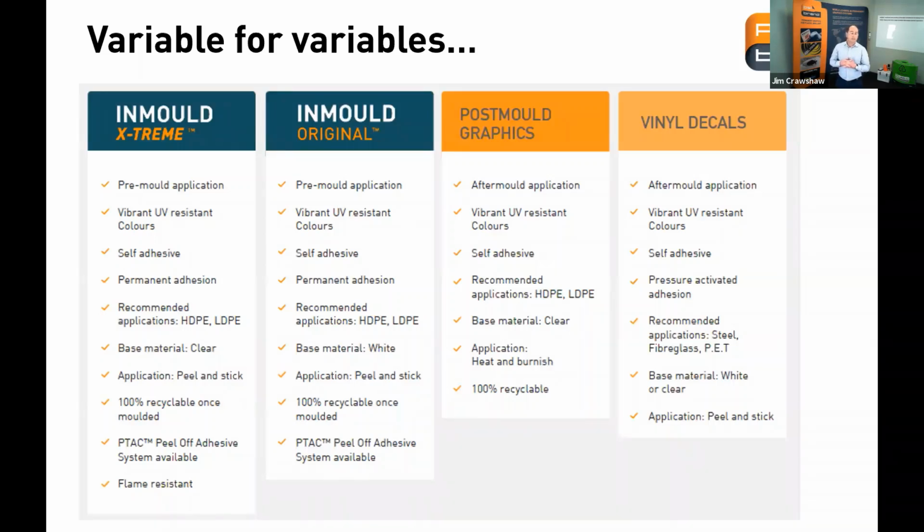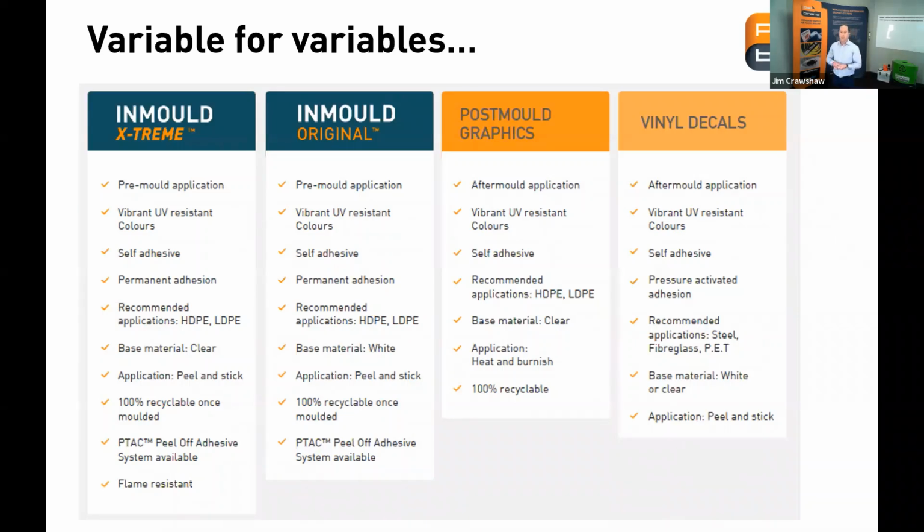And so asking for graphics to perform in all those different environments, we've recognized over the years that we need to offer different constructions. So we started with INMOULD Original, and then we have now what we call our INMOULD Extreme, two different graphic types. And the best way to tell these apart is the film that they are constructed of. The INMOULD Original is a natural white film, and the INMOULD Extreme is a natural transparent or clear material that molds into your part and disappears during the molding process.